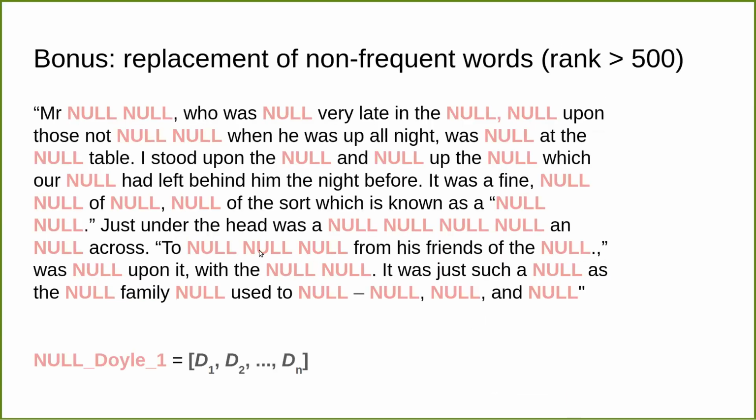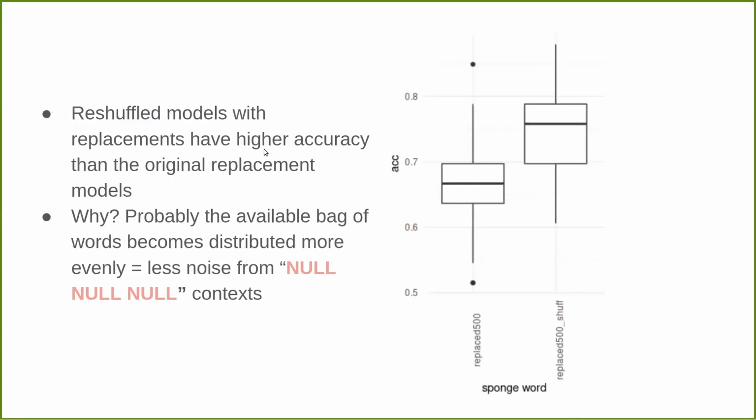So we build this model in two flavors. One is the original, preserving the original word order, and the other is the reshuffled one, with randomized word order. And what we take from here is that the reshuffled model actually works better in this context. The explanation is probably that when we reshuffle the text, we distribute the actual words that we use here more evenly, so situations where there's a lot of null replacement would influence the attribution less.